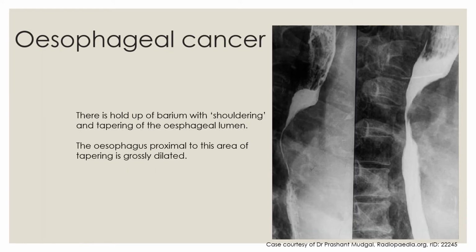So here we have an example of esophageal cancer. So the cancer is sitting around here. And what it's doing to the esophagus is it's causing tapering and narrowing. It looks like a string here. The esophagus proximal to this area is grossly dilated, and there is shouldering as we come into the area of the cancer.